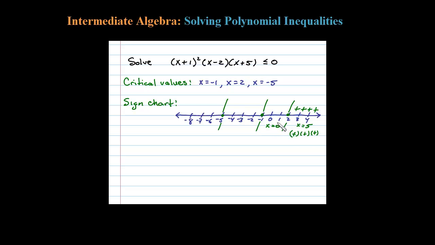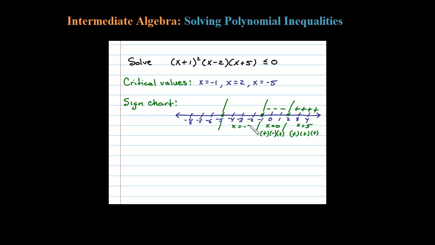Okay, let's test a value in this interval, say 0. Again, anything squared is positive. 0 minus 2 is negative. 0 plus 5 is positive. Okay, so in that interval we have negative results.